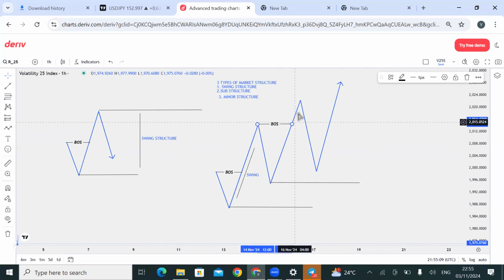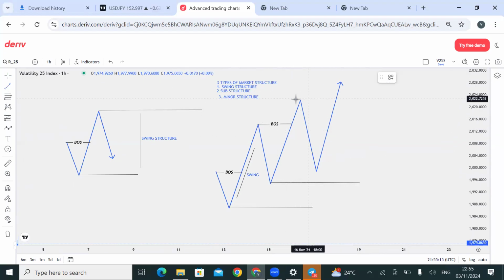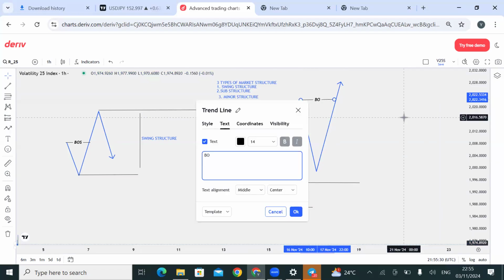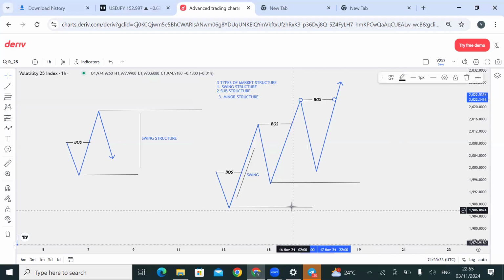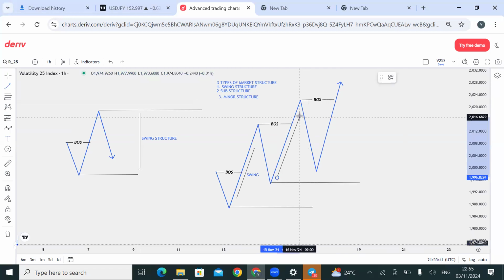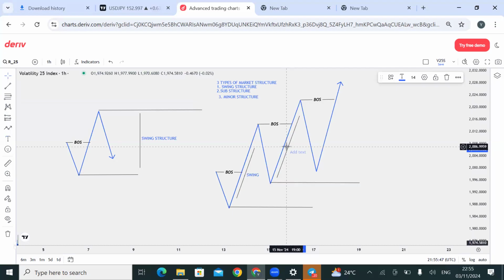And what do you have here? From here to here, from this low to this high, this is swing, swing structure. Break of structure. Let's just mark it out. Break of structure. So here's our swing structure.